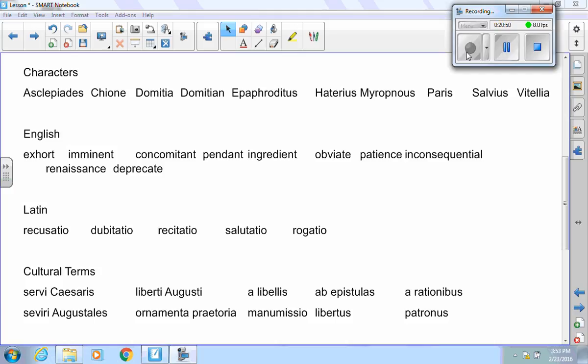When I add tio to a Latin word, I basically am turning a verb into a noun. Recuso is to refuse. So if I add the tio, I have recusatio, a refusal. Dubitatio, obviously from to doubt. So if I turn that into tio, it's uncertainty or hesitation. I'm turning it into a noun. Recitatio is a recital. Salutatio is a greeting. Rogatio is a request.